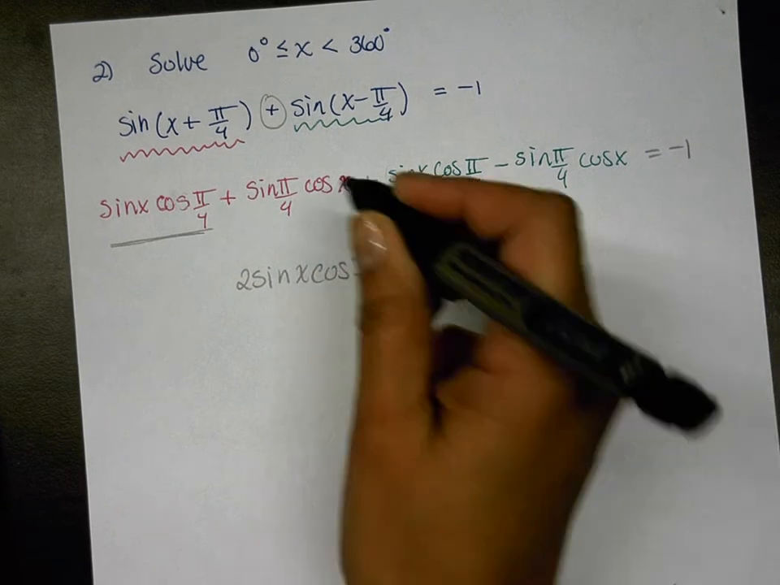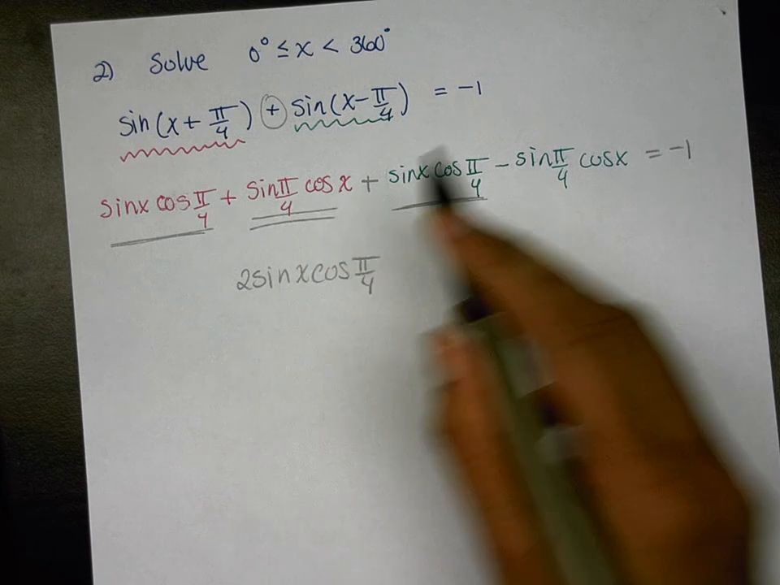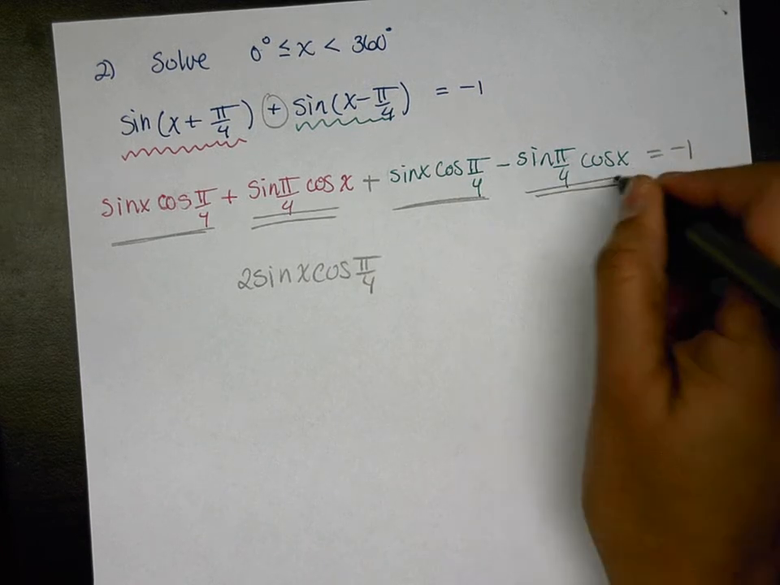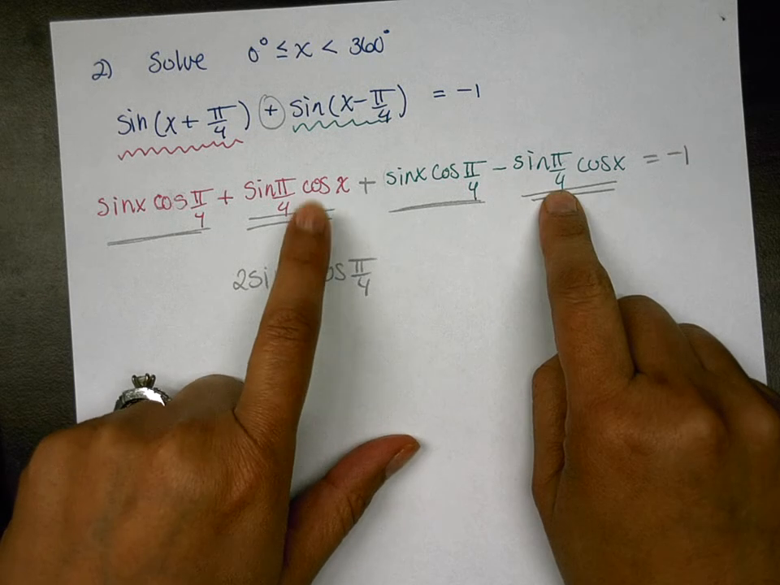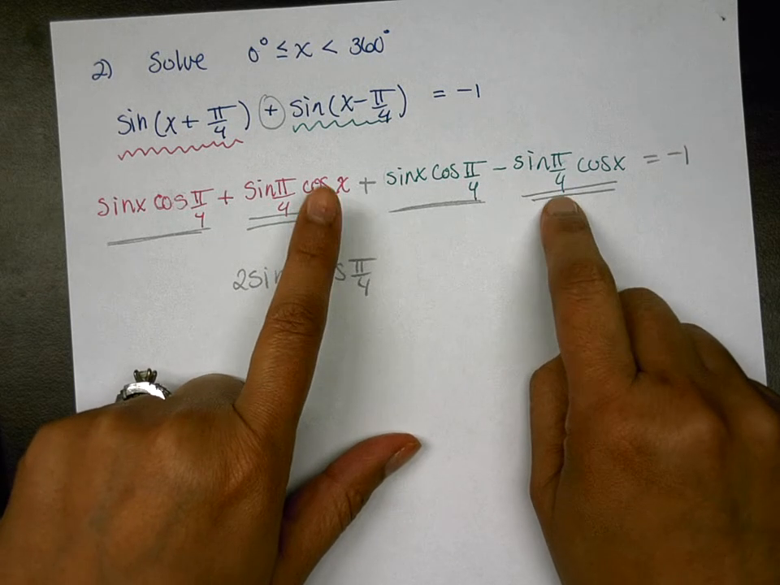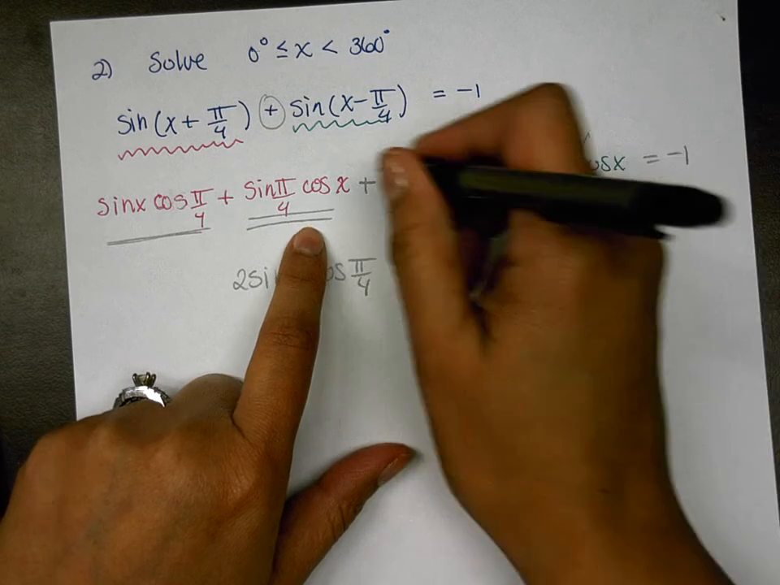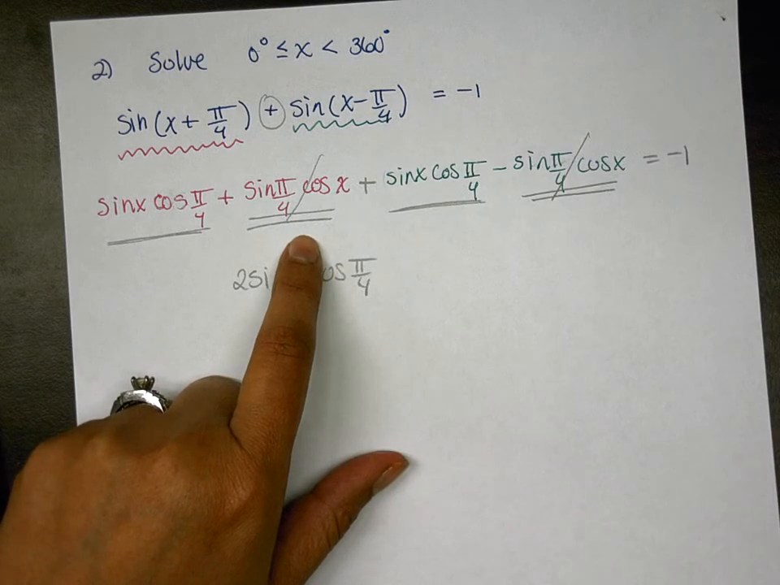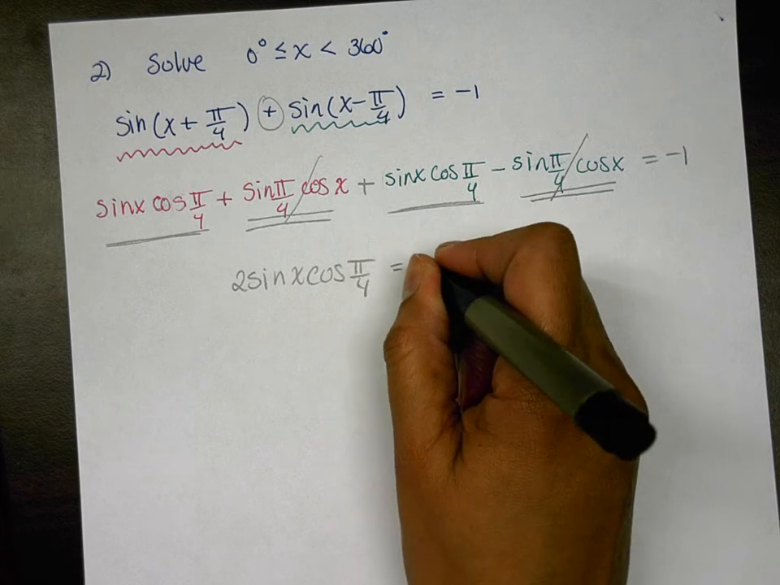Okay, this is my next set. Sine of pi over 4 cosine x and negative sine of pi over 4 cosine x. They are like terms. One's positive, one's negative. What are these going to add up to? 0. Are they going to undo each other because they're opposites? Yes. So I'm left with just this equals -1.